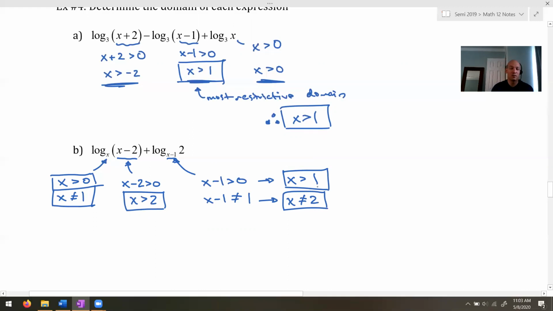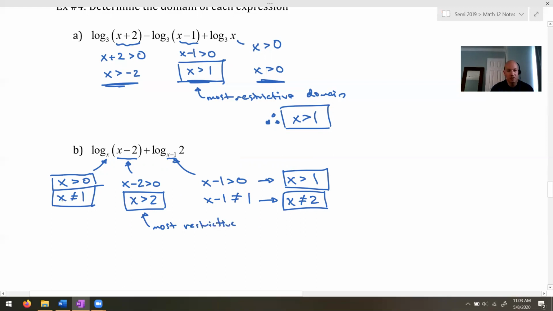So I've actually got 5 restrictions here. I don't need to write all 5 of those out. I just need to grab the most powerful restrictions. So between the inequalities, x is greater than 0, x is greater than 2, x is greater than 1, this is the most restrictive. Numbers that are bigger than 2 are automatically bigger than 1 and 0.